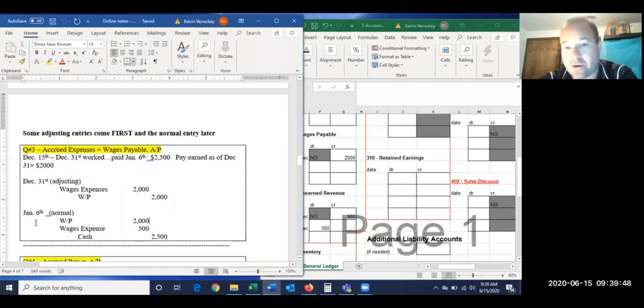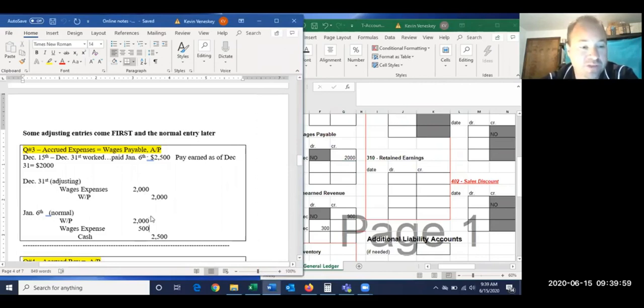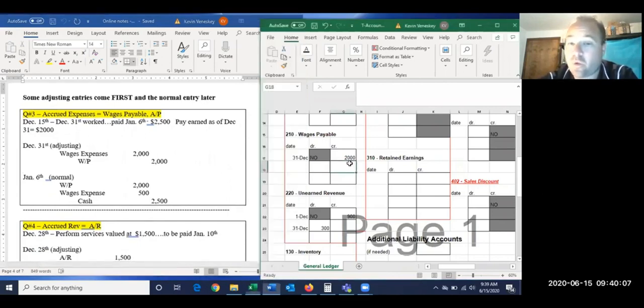Now, comes January, and instead of paying just $2,000, I actually pay them a tiny bit more. I pay them $2,500. So this is one of the harder ones to think about with what did I get versus how did I get it. When I pay them $2,500, what am I getting? Well, the biggest thing that I'm getting is a reduction on what I owe. I no longer owe them $2,000 anymore. I'm getting a $2,000 reduction.